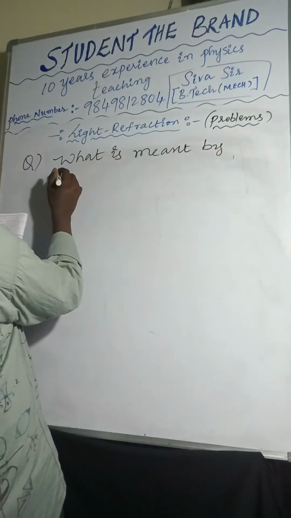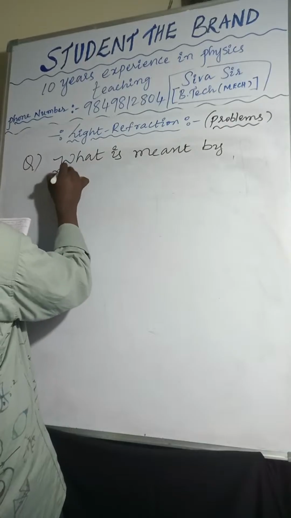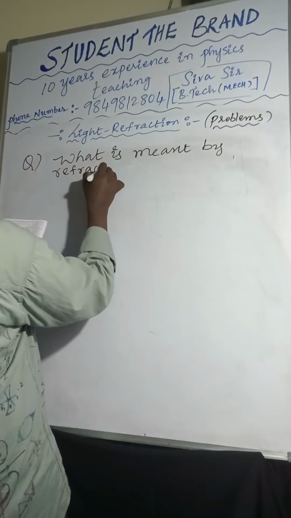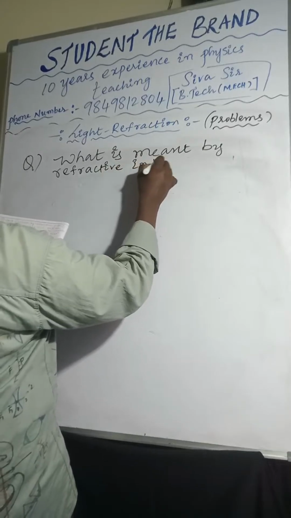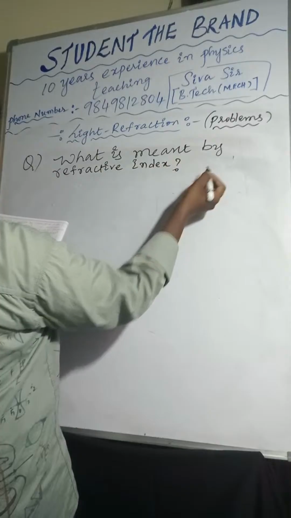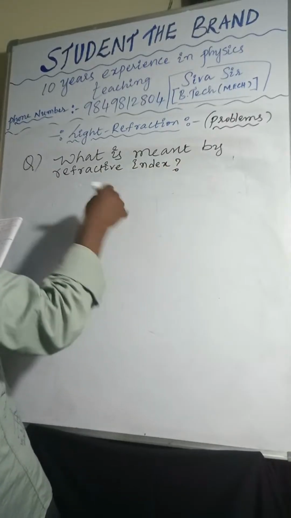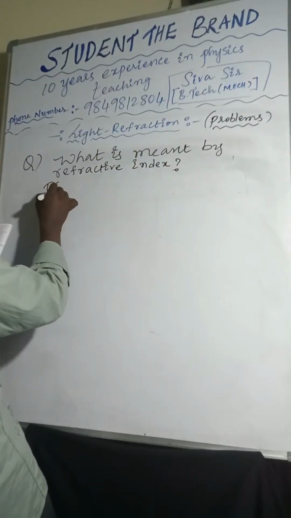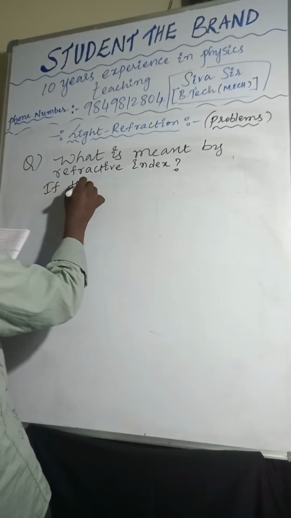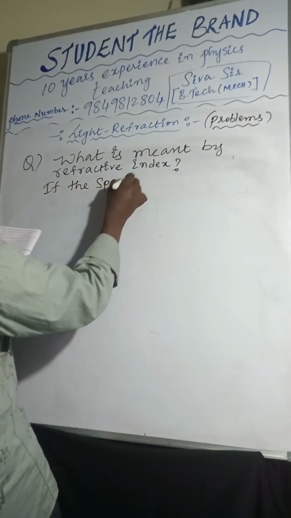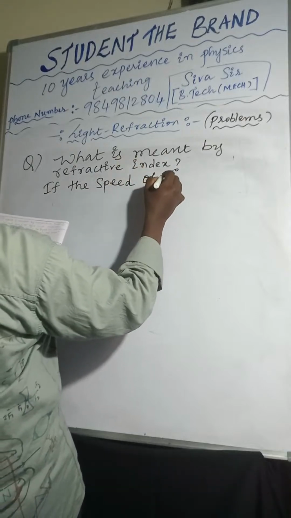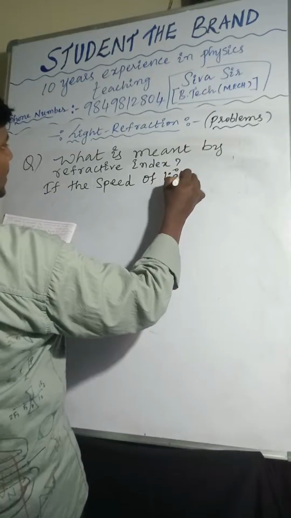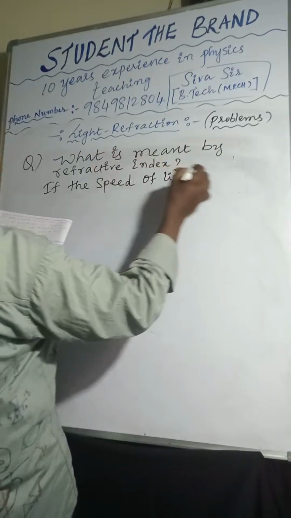What is meant by refractive index? Sir, you asked just now how it is possible. The next one, part 2, is very, very important. Part 1, part 2.